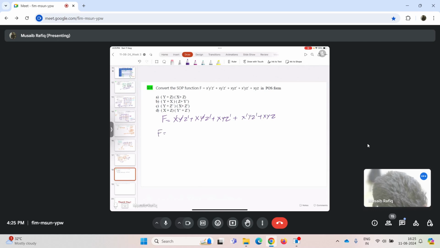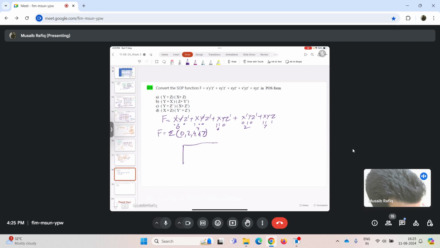So f is equal to, this is basically 0 0 0. This is basically 1 0 0. This is basically 1 1 0. This is 0 and this is 1 1 1. So this is 0, 1 0 0 is 4. This is 6. This is 2 and this is 7. So basically this is sum of minterms 0, 2, 4, 6, 7. Right? So this is sum of minterms 0, 2, 4, 6, 7.